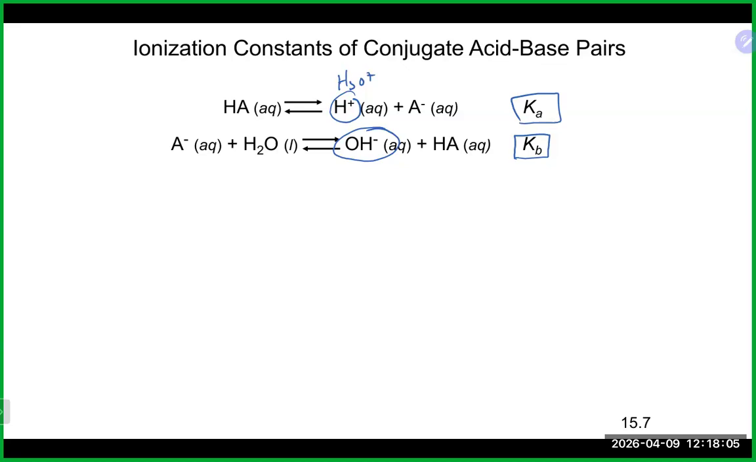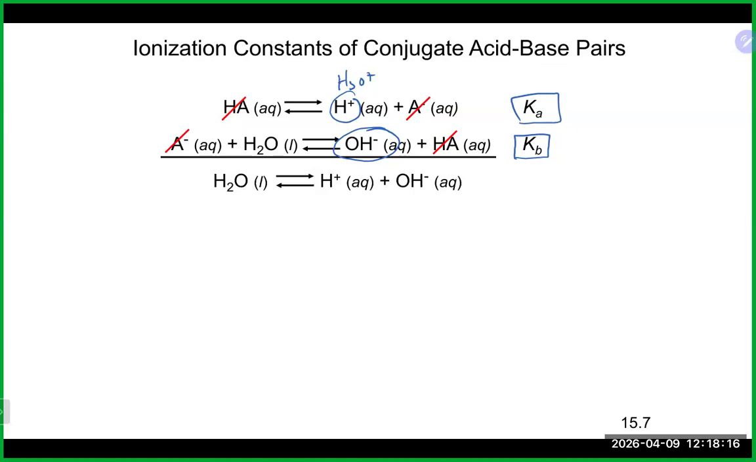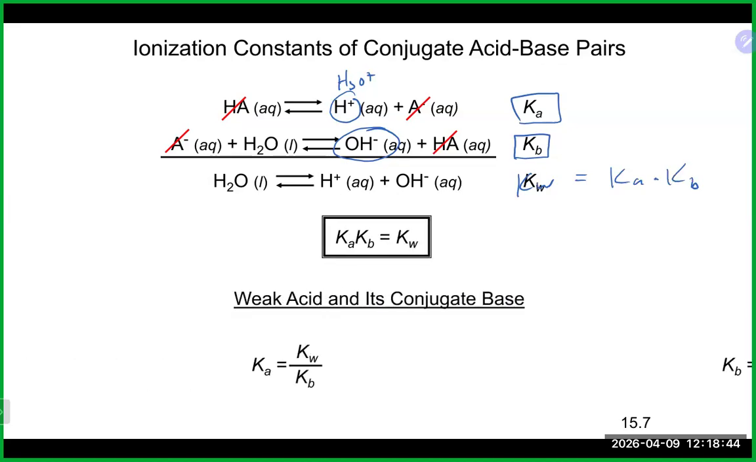Now, if we add these two reactions together, our Ka and our Kb reactions, a few things will cancel out, and we will be left with our good friend water, which also has a K value associated, which is Kw. And as you hopefully remember, when you add two of these equilibrium reactions together, what do you do with the K value? You multiply them, right? So that gives you a really important relationship: Kw equals the Ka times the Kb value. And why would you maybe need to use that?